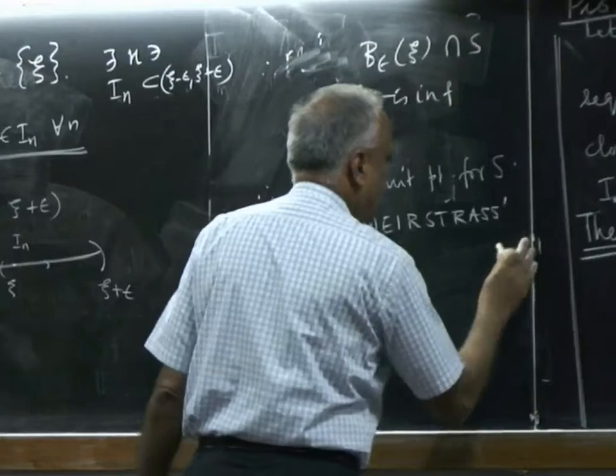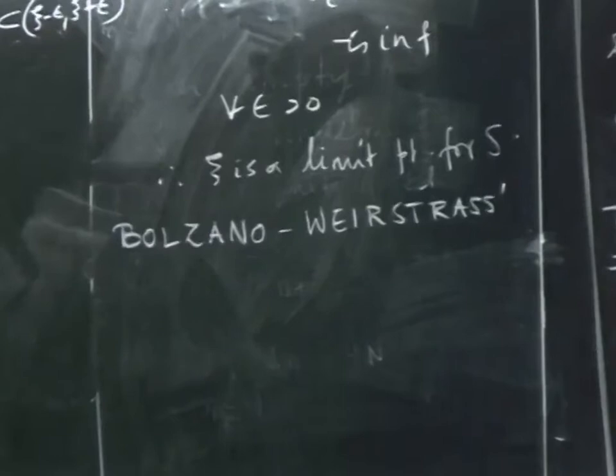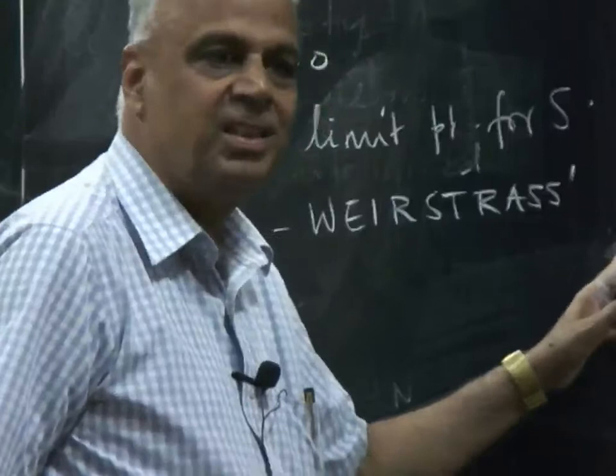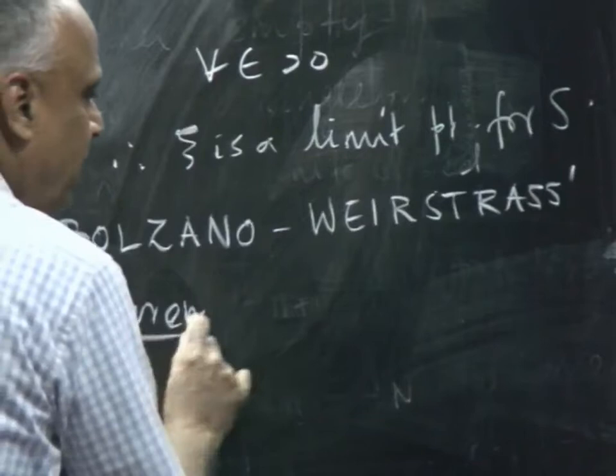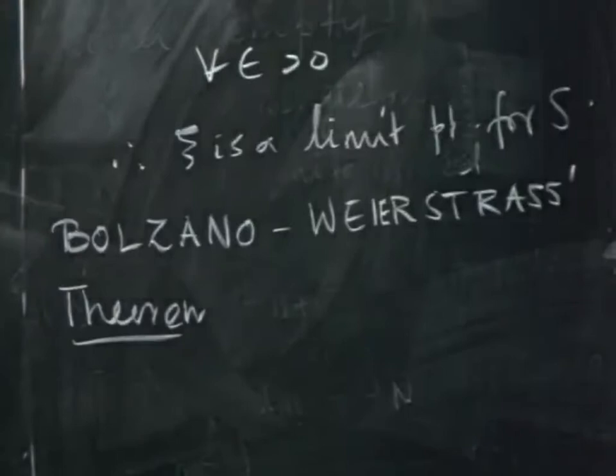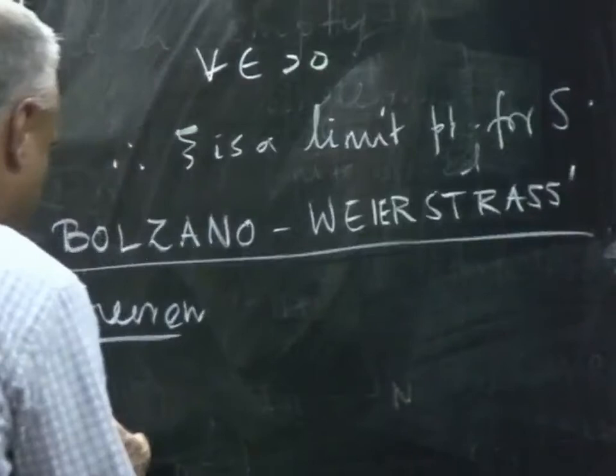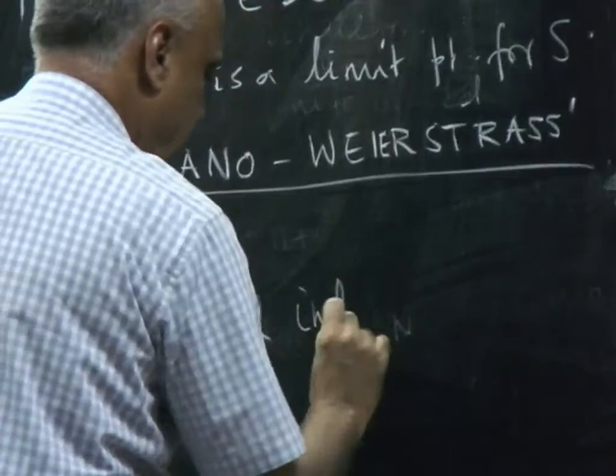There are too many S's, so we do not put an S. It is a tradition, a convention in English. Whenever there are too many S's, do not put the S also, leave it there. Bolzano-Weierstrass theorem. This Weierstrass always gets me. There is one more E there. Weierstrass. Okay. Weierstrass theorem. It says that every bounded infinite set in R has a limit point.